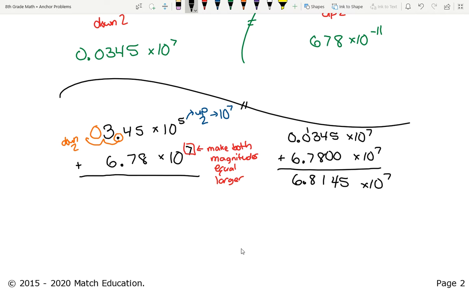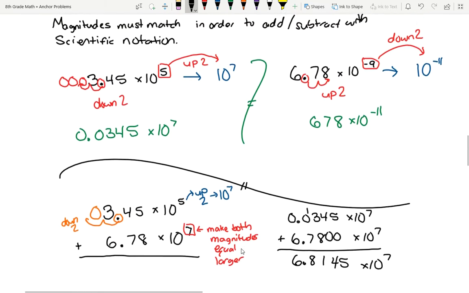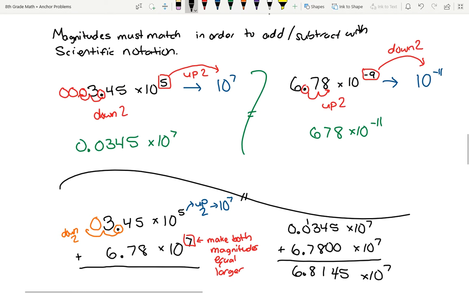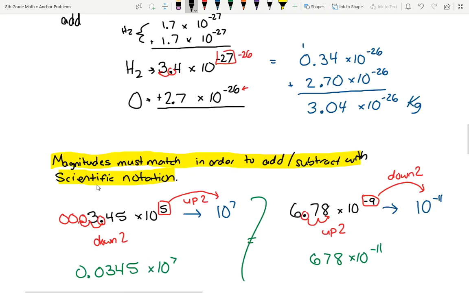Hope these little bonus examples were helpful, because the key with all of this stuff is that your magnitudes must match in order to add and subtract with scientific notation. You need to be able to manipulate these numbers to make these magnitudes match before you add and subtract in scientific notation. And so that's it for this lesson.